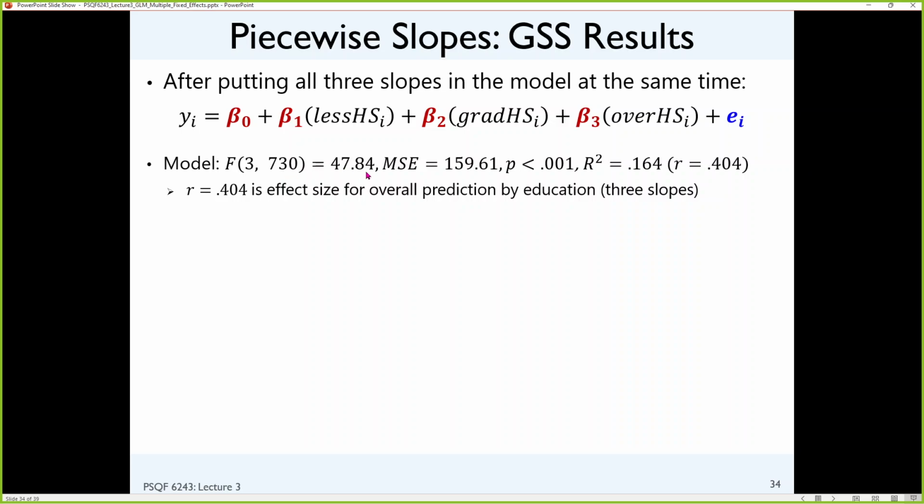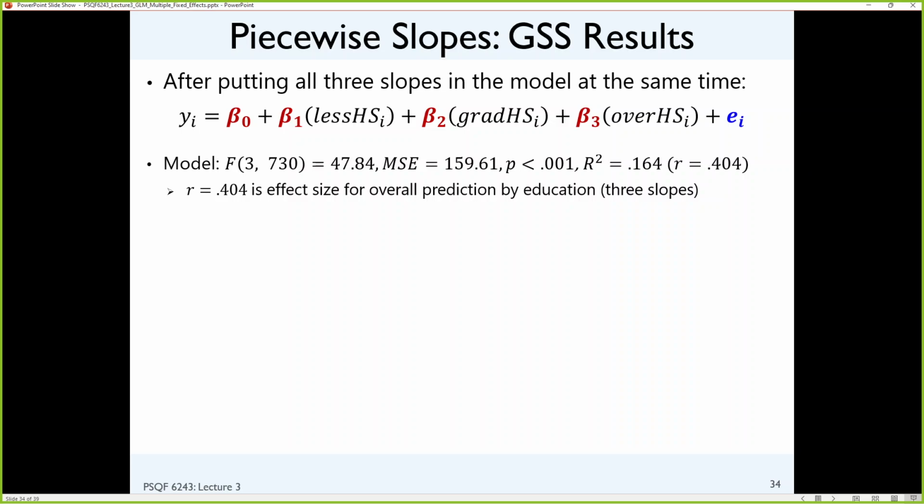My F is 47. Does that look good to you? 1 is the neutral point for F, where you know as much as you don't know. Like the ratio is 1. So P less than 0.001 for this, so yes, the F is significant, meaning these three slopes work together to significantly predict income. How good did they do at that?